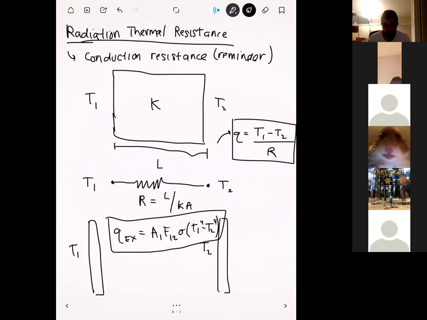And so what I'm going to tell you is that, from this formula right here, we can draw an analogous situation with our conduction resistance. And then from there, we'll be able to derive a value for the radiation resistance. Okay. So any questions on this so far?